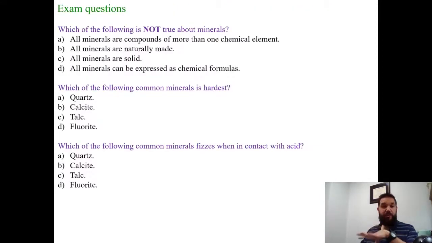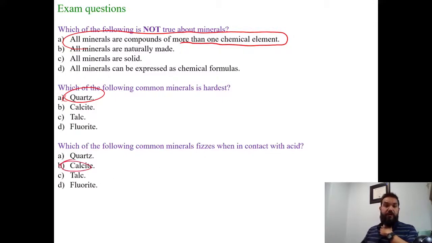Here's some in multiple choice form that you could possibly come up with. Which of the following is not true about minerals? All minerals are compounds of more than one chemical element. That's not true. Copper, gold, diamond, graphite, silver, iron, all those things are minerals, but they're only composed of one element. Which of the following minerals is hardest? Quartz. Which of the following minerals fizzes with contact with acid? Calcite. Okay. So those are definitely questions that are on your test.